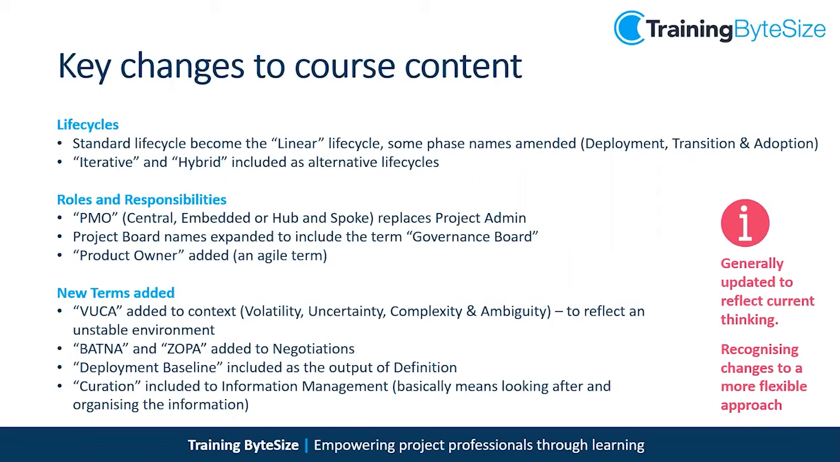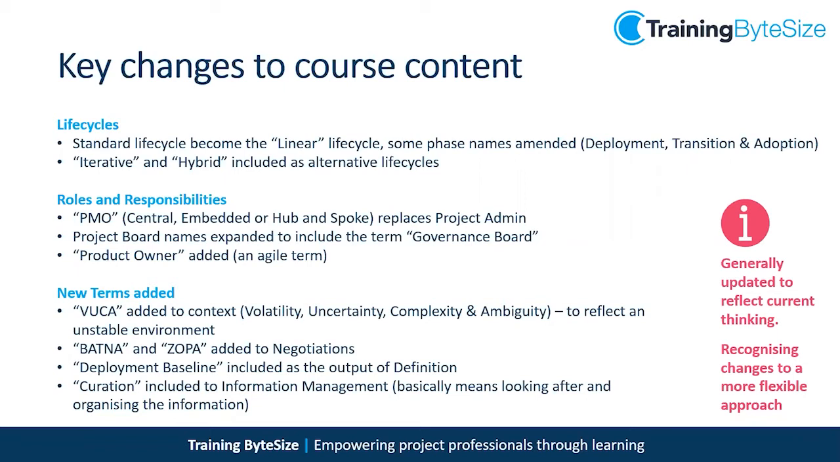Then we have BATNA and ZOPA added to negotiation. BATNA is an acronym that means Best Alternative to Negotiated Agreement. In my simple mind, that is the walk away point: where do we walk away from this negotiation? ZOPA is zone of possible agreement, which is the space between one party's BATNA, my walkaway point, and the other party's BATNA or walkaway point. That space between those two points is your zone of possible agreement.